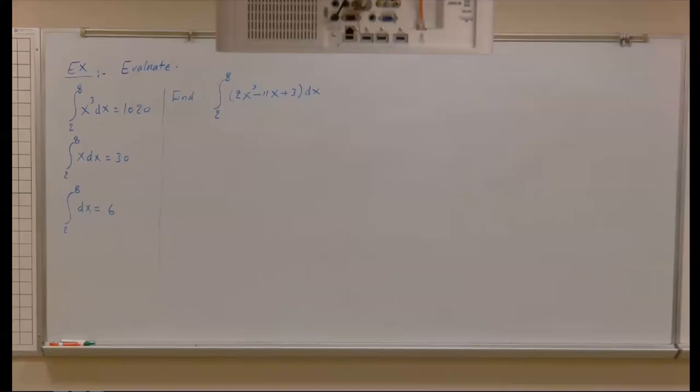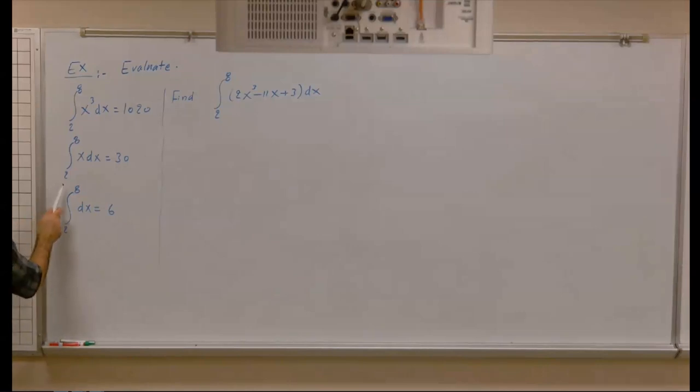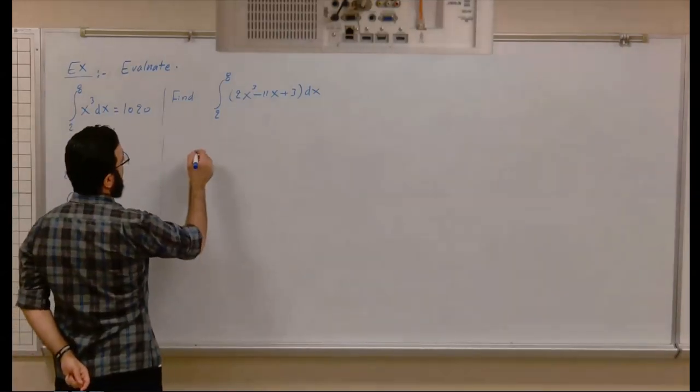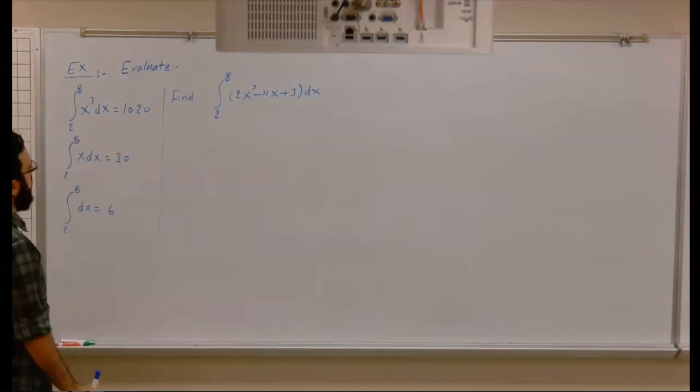Also evaluate. So we have the integral from 2 to 8 of x cubed, and we have the integral from 2 to 8 of x dx, and the integral from 2 to 8 of dx equals 0. Be careful. The same boundary from 2 to 8. If there's one difference, you can't find this integral. You can't evaluate by using this information. We have to use the method we're going to do for section 5.4.